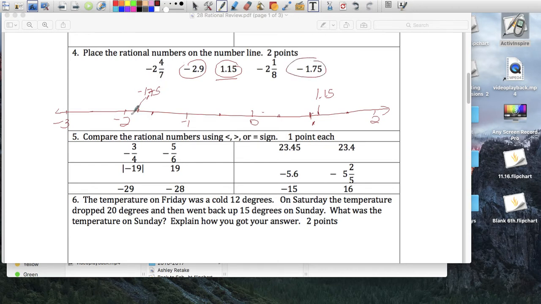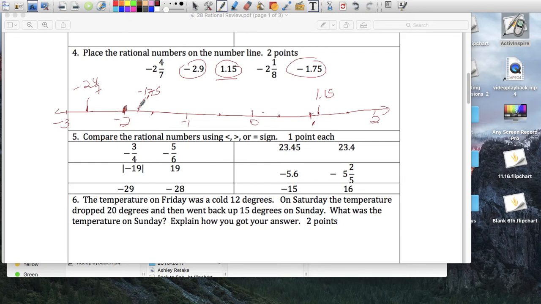Negative 2 and 4/7 is going to be somewhere between negative 2 and negative 3. Well, 4/7 is a little bit more than half. So you can just approximate that. Because if you had 7 pieces and I took 4, I took a little bit more than half. So this is 2.5, so it's going to be a little bit more than half. Negative 2 and 4/7. You can always change the 4/7 to a decimal to give you a more precise location. Negative 2 and 1/8, again, imagine you had negative 2, so you're here already, and you have 1/8 of something, so you're going to go a little bit more down.